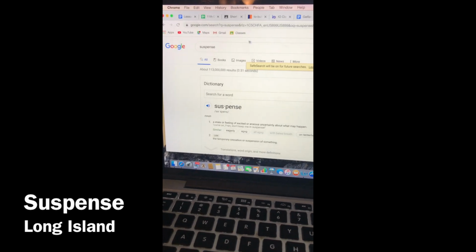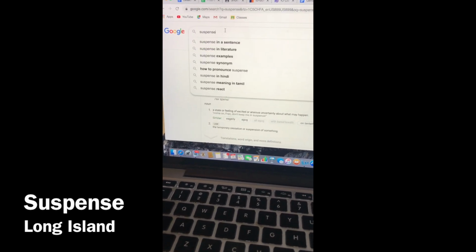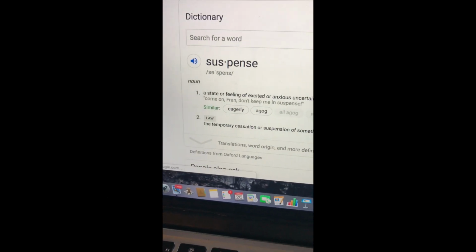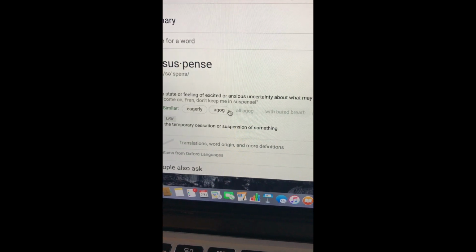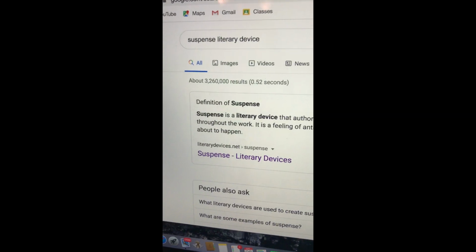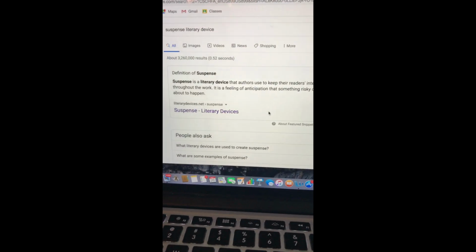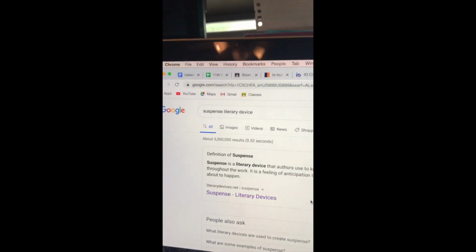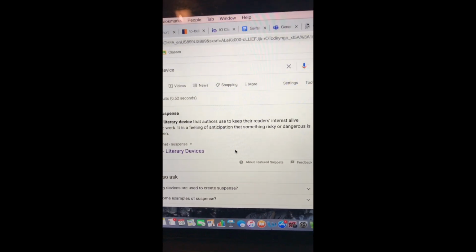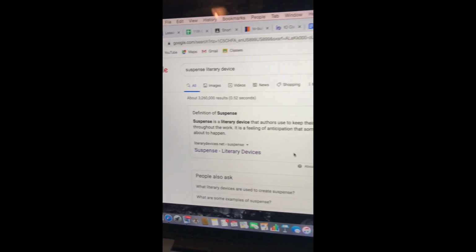If we type in suspense in Google, we can see that the definition is a state or feeling of excited or anxious uncertainty about what may happen. But let's go more in depth with it. Suspense is a literary device, so I want to make sure that we understand it from that point of view.